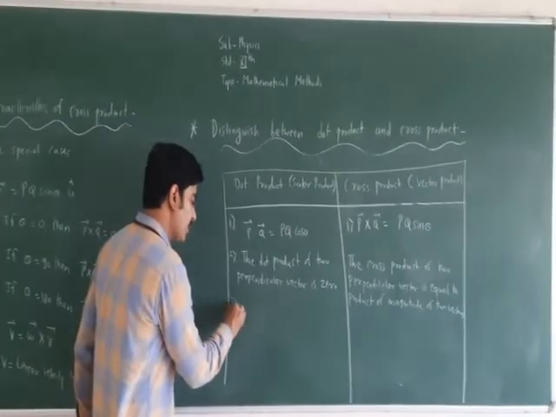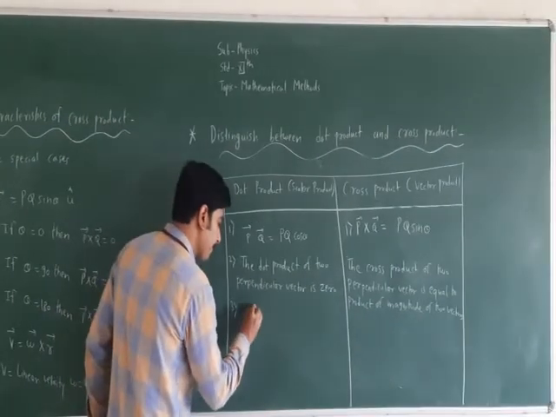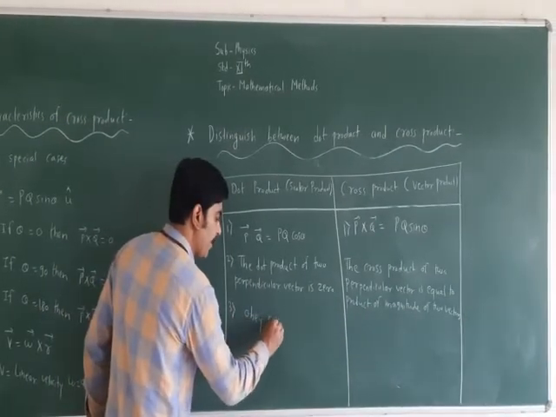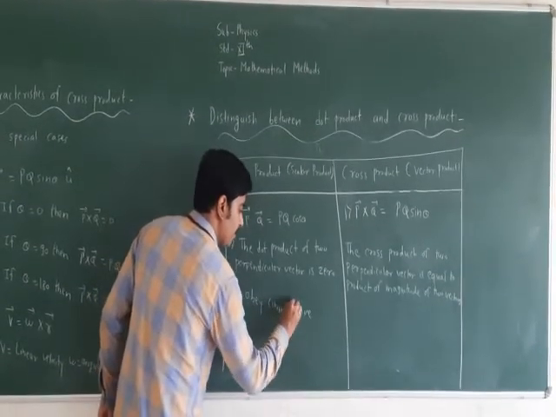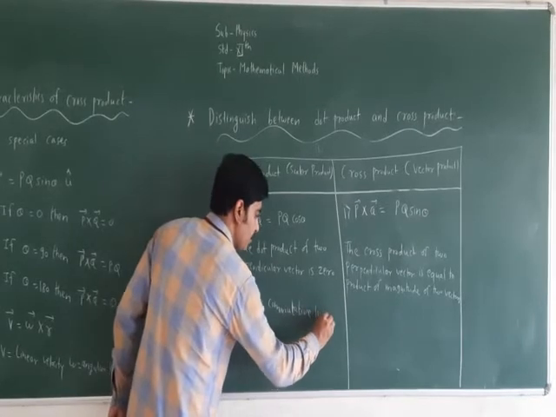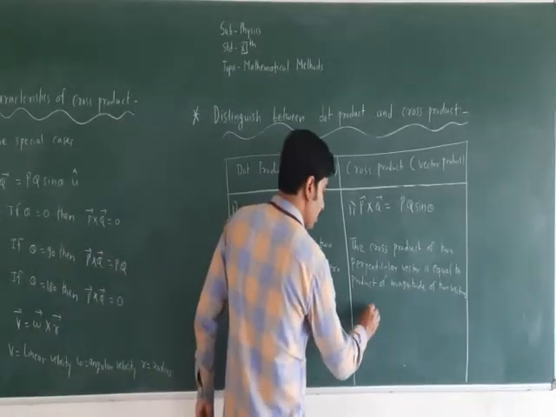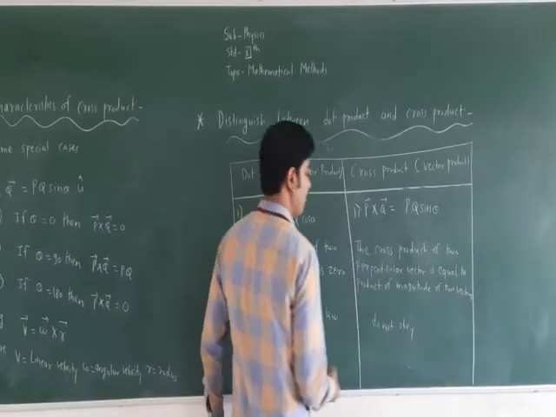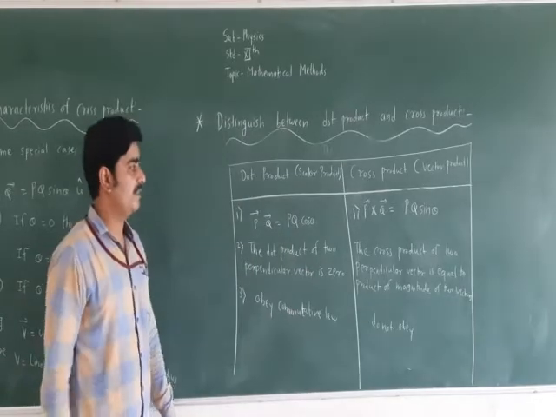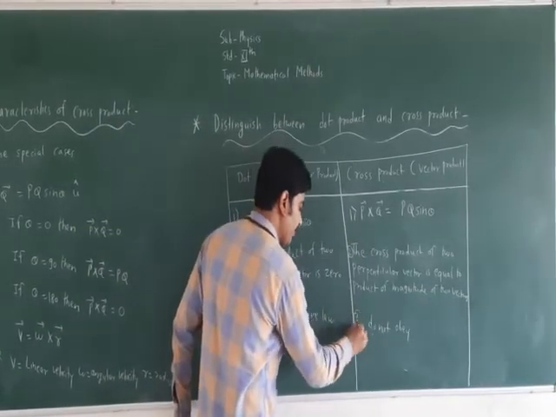Third point, you can write that the dot product obeys the commutative law. Here you can write the cross product does not obey commutative law. So you can create the sentence. So this is a second point and this is a third point here.